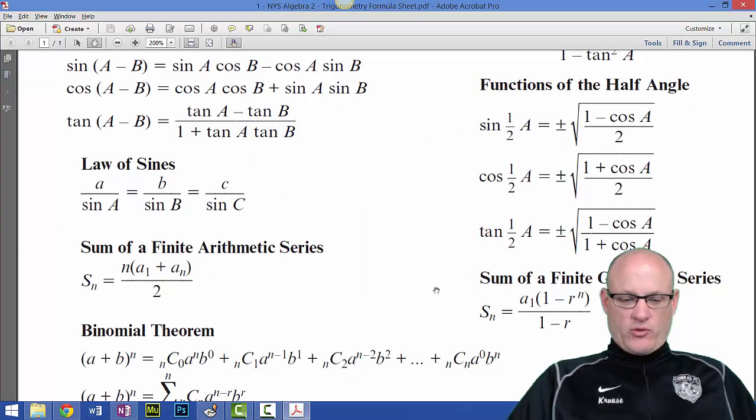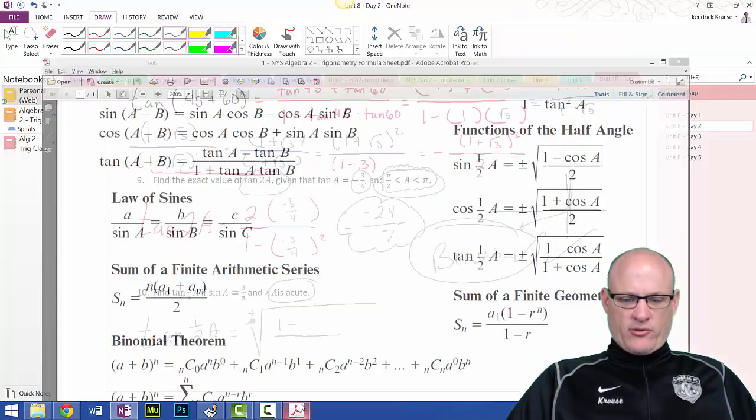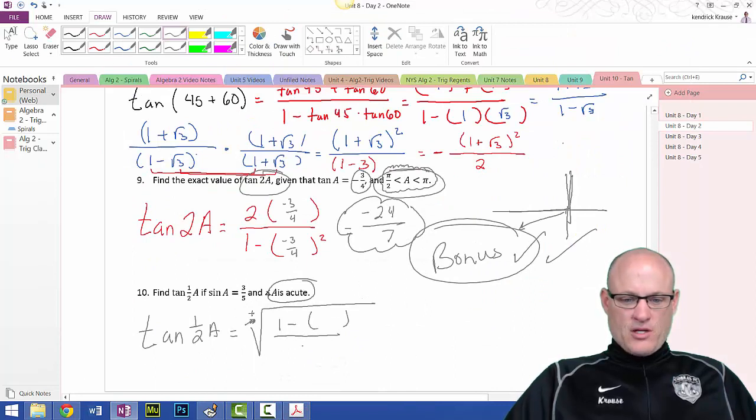Notice we have to use cosine. Here's where I'm going to ask you to use your brains. It's plus or minus. Now, because it's acute, even when I take half of it, I'm going to need acute, so I don't need the negative. And it's 1 minus, wasn't it 1 minus cosine over 1 plus cosine. All right, so here's where I want you. This is cosine of A.